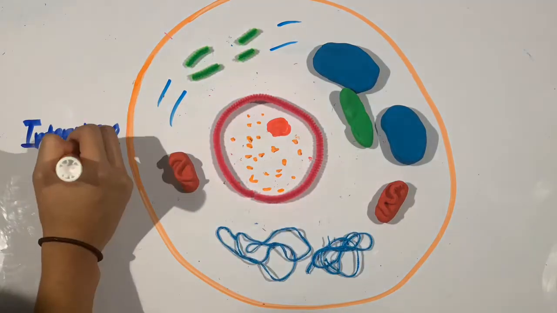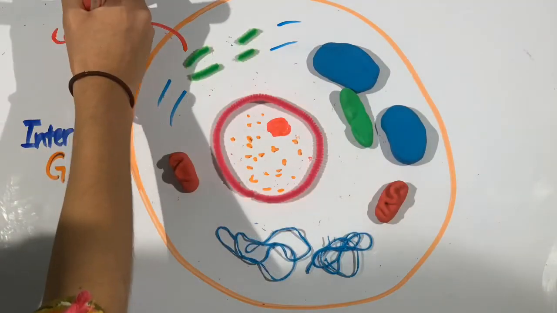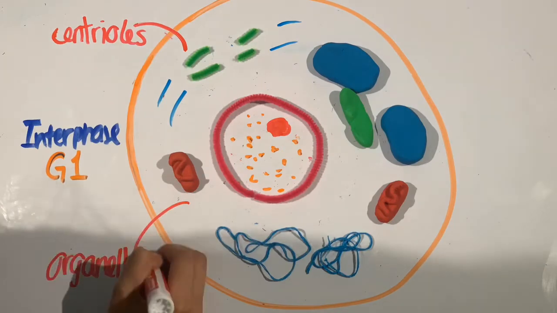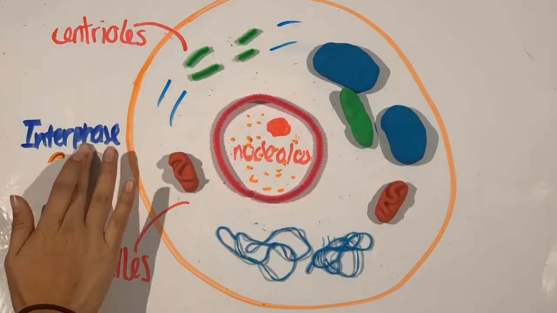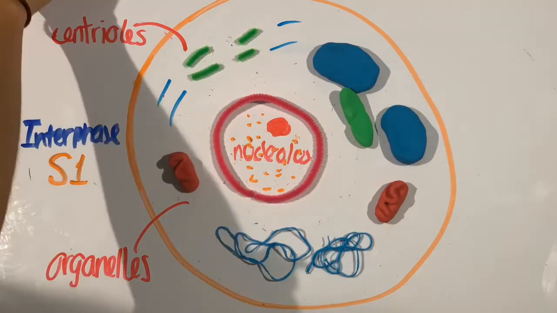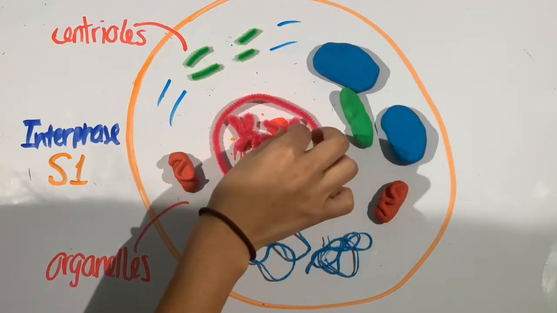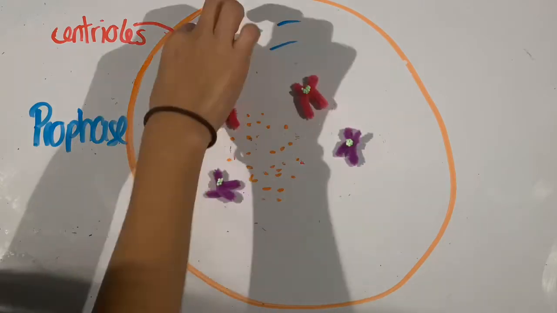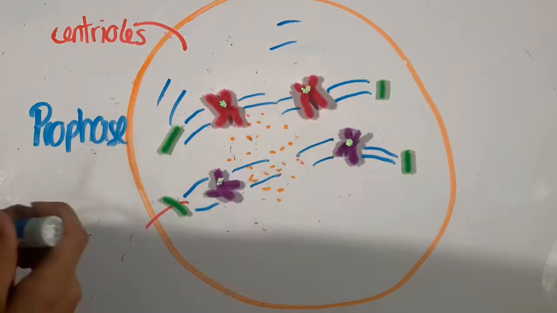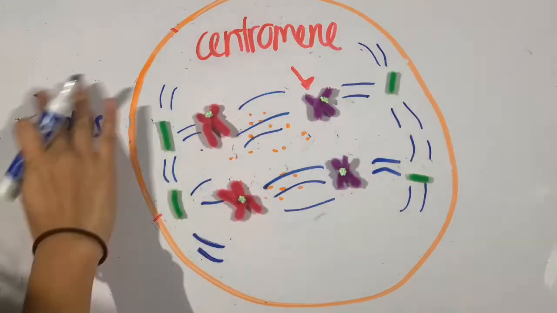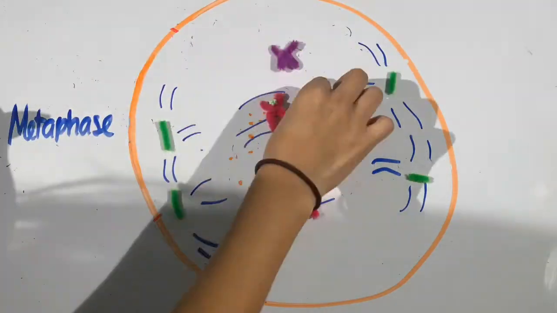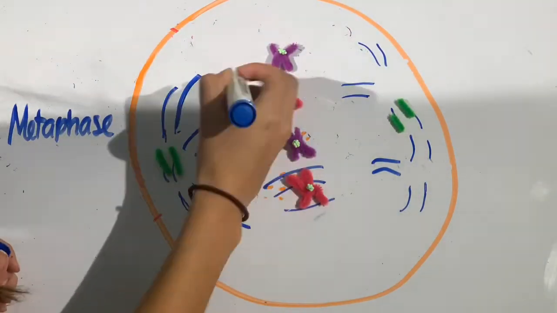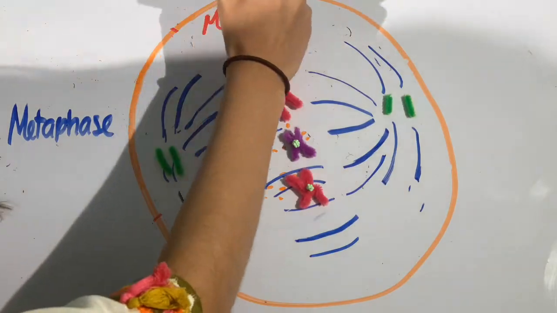Firstly, the interphase G1, where the cell increases its size, the organelles are replicated, and essential growth proteins are synthesized. Then, the interphase S, where the DNA is replicated. During prophase, the genetic material is condensed in the nucleus, and replicated chromosomes can be seen when they adhere to the centromeres. In metaphase, the spindle fibers extend with the centrioles, and a metaphase plate is formed when the chromosomes align.